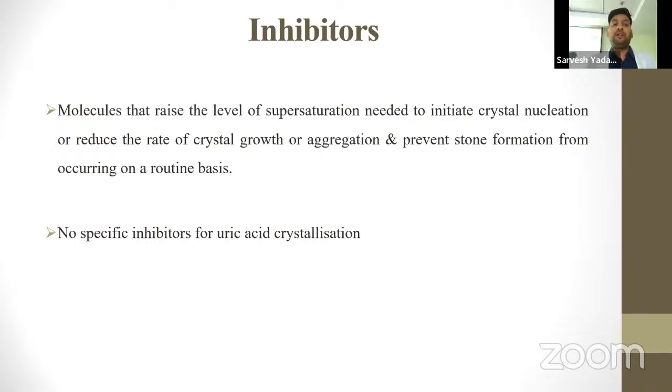Inhibitors. Inhibitors are molecules that raise the level of supersaturation needed to initiate crystal nucleation, or reduce the rate of crystal growth or aggregation, and prevent stone formation from occurring on a routine basis. There are no specific inhibitors for uric acid crystallization.